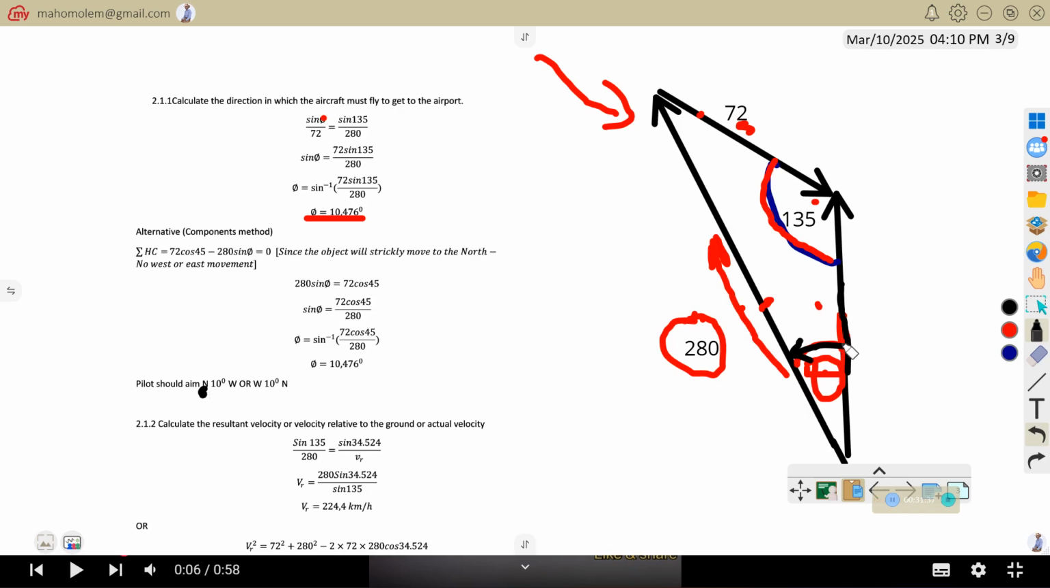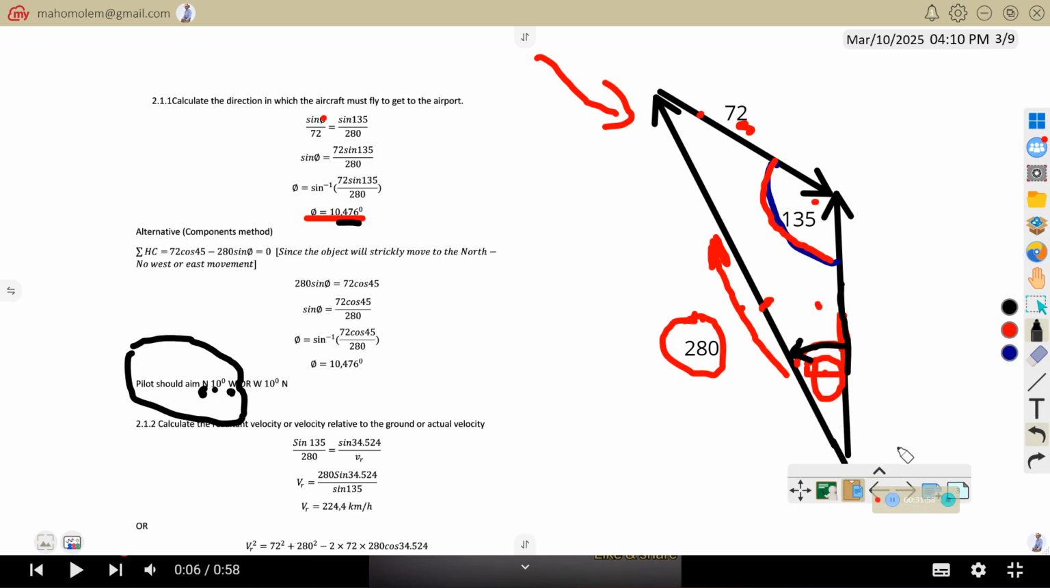Then we measure the angle of 10.47, which is this one here. You move from north with that angle of 10.47 towards west. So that's how we're going to write the direction.